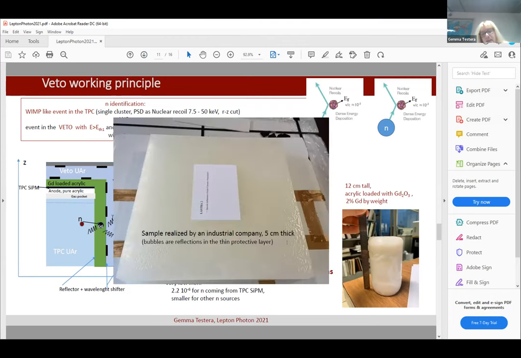You see in this picture one example of a plate of acrylic loaded with gadolinium realized in collaboration with an industry. And you see that it's not transparent. This is why we cannot use it on the anode and on the cathode.